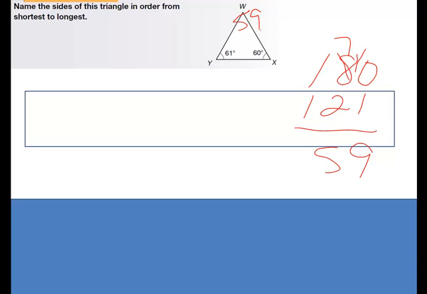So now we just have to put them from shortest to longest. Well, it says name the sides. So the shortest side is going to be opposite the shortest angle. Our shortest angle is 59, so we're going to go opposite to right here. So that's going to be YX. That's our shortest side. And 60 is our next shortest, so we're going to go over here to find our side. Right, there's our side, and it's YW. And then our longest is WX.